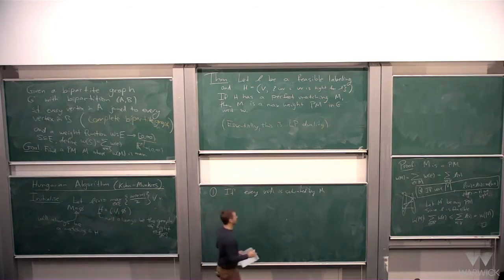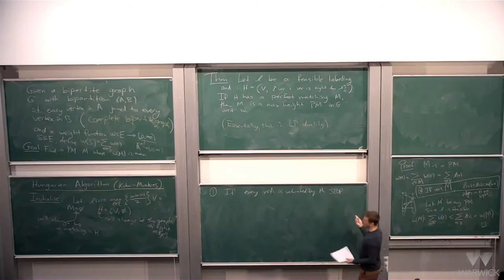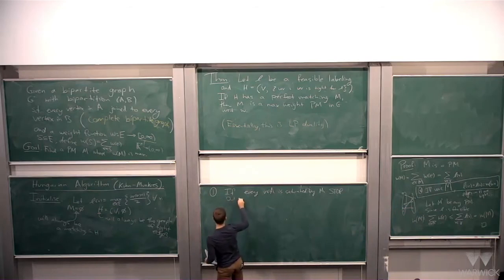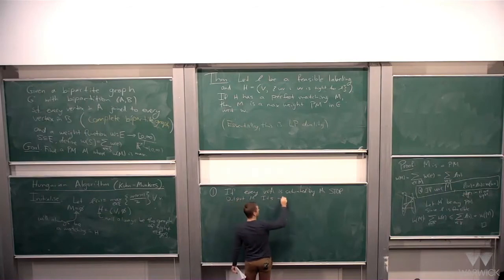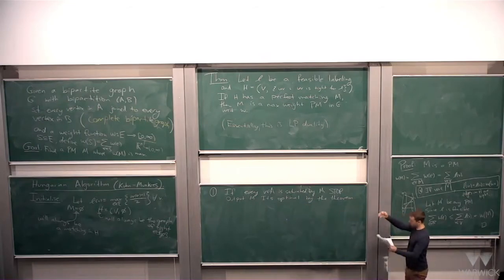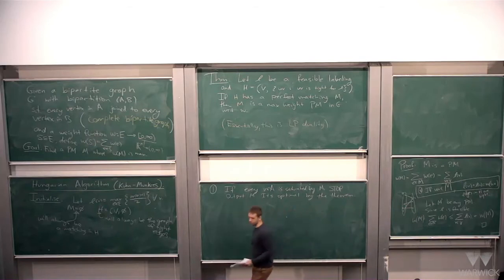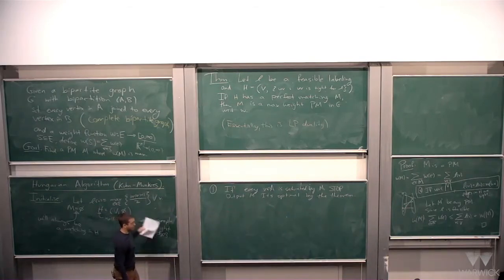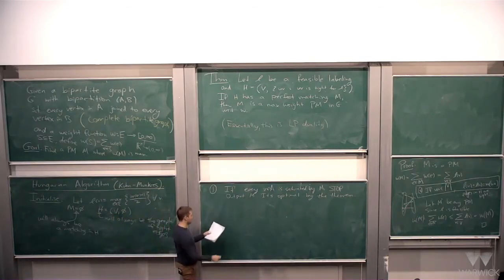So if every vertex is saturated by M, then we just stop because we found a perfect matching on the tight edges, and output M, and it's optimal by the theorem. Right, because at all steps it's going to be a matching in H. Those are the tight edges, so it's going to be optimal. Obviously at the beginning this isn't going to happen, but later it could.